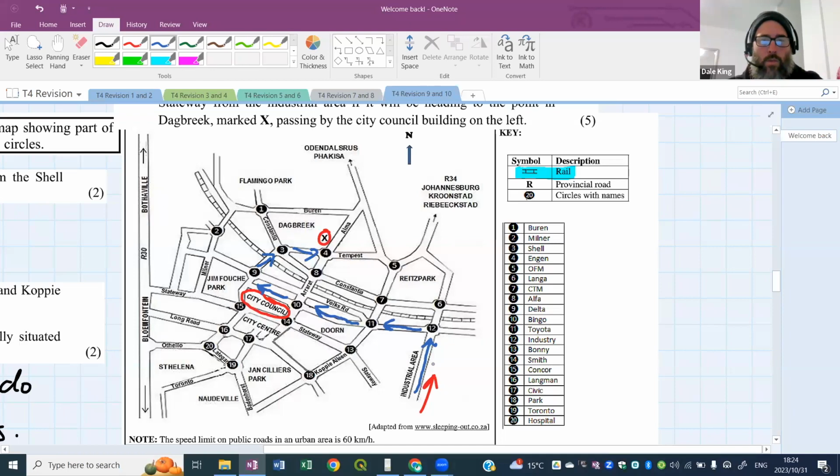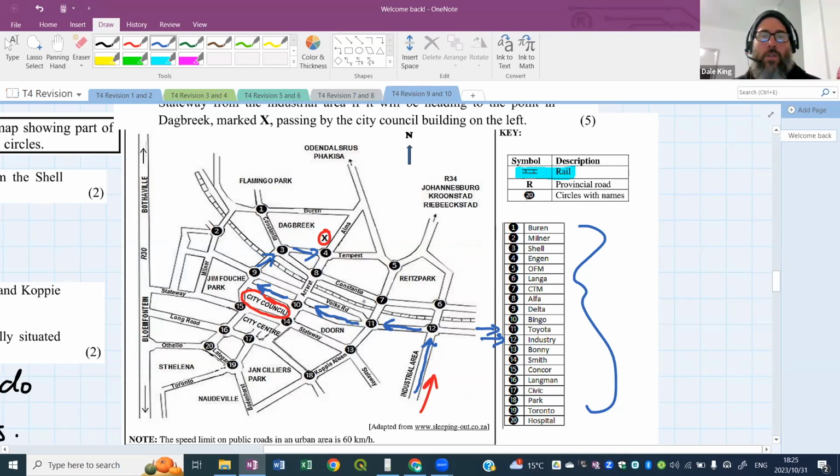Just remember, when you use your words for these, you've got to say left and right. So you're using turn left, turn right. Also, if you can, use the traffic circle names here. So for example, head straight on the industrial area road, turn left at the industry traffic light, which is that one. Continue on until you reach the Toyota traffic circle.